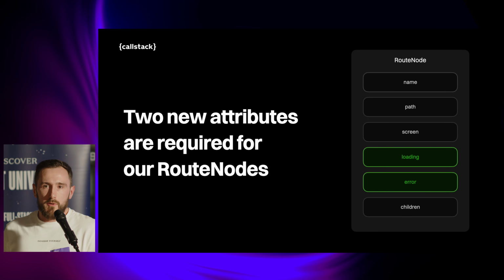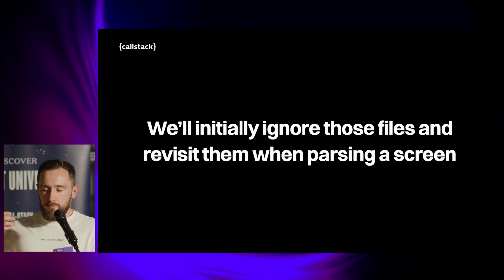Because we only need those to say if the page is supposed to be wrapped in suspense or error boundary or both. And during the phase when we go through the tree and for each node we render screen component from React Navigation, we basically ignore those files initially. But when it comes to the screen component, we check if in the same directory there is a loading file or error file. And at this point, we can add those to the root node.